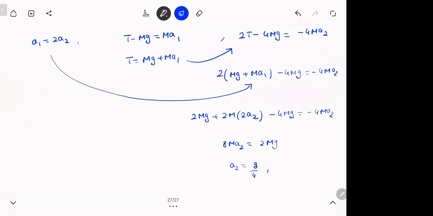If A2 is g by 4, A1 is 2A2, so that is g by 2. These are the accelerations of the blocks. Both will not have the same acceleration. The second part of the question asks us to find the time when it reaches the ground.